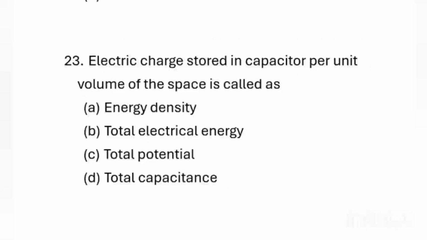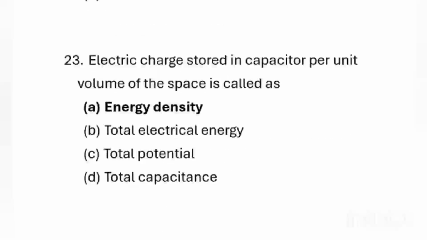Question number 23. Electric charge stored in capacitor per unit volume of the space is called as option A, energy density. Option B, total electrical energy. Option C, total potential. Option D, total capacitance. Here the correct answer is option A, energy density.